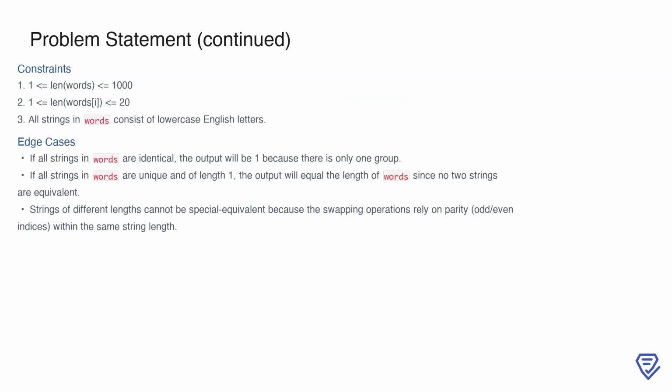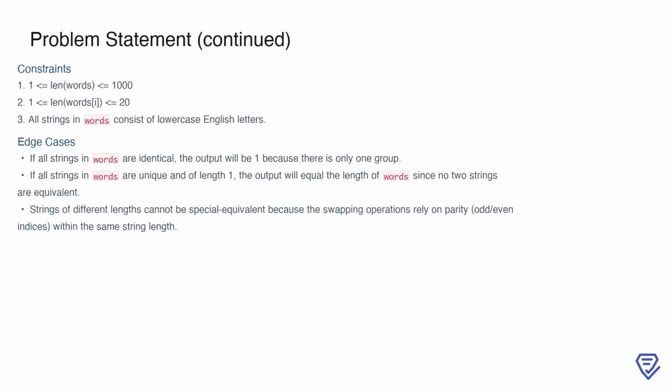Finally, let's review the constraints and edge cases. The length of the words array can range from 1 to 1000, and each string within the array can have a length between 1 and 20. All strings consist of lowercase English letters. One edge case to consider is when all strings in the array are identical. In that situation, there will be only one group.